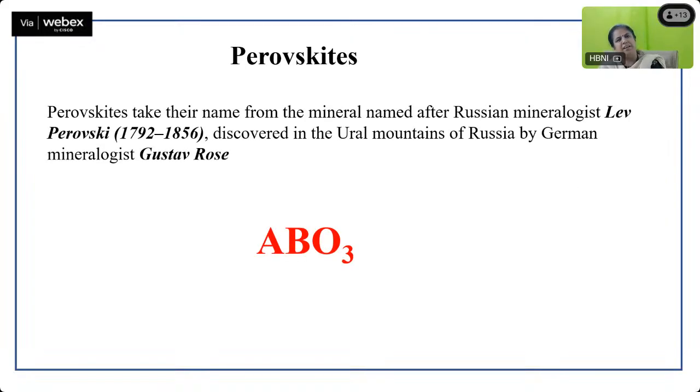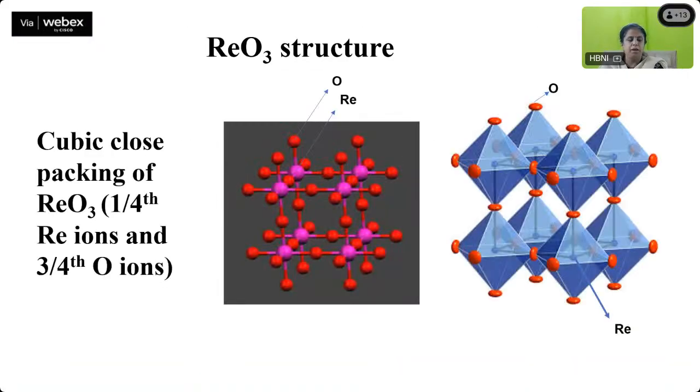This particular class itself is called perovskite, and it was named after the Russian mineralogist Lev Perovski, but it was not discovered by him. It was discovered by a German mineralogist named Gustav Rose. Okay. Now, before coming to perovskite, I'll talk about the ReO3 structure. Very easy to remember. I'll not even talk about close packing.